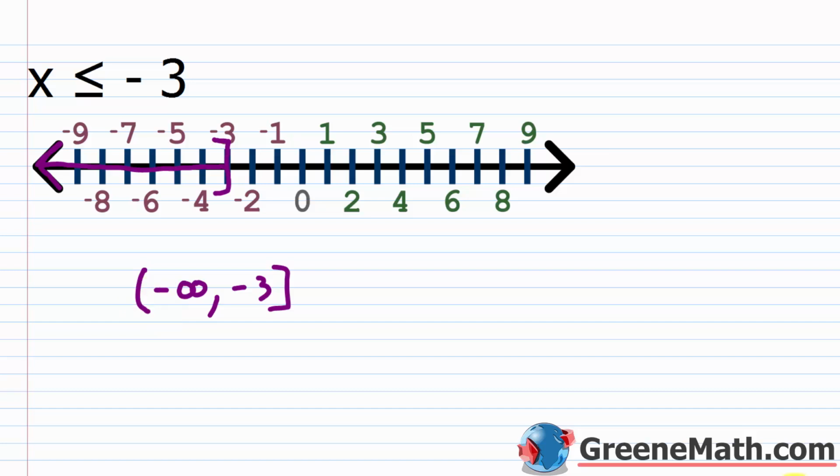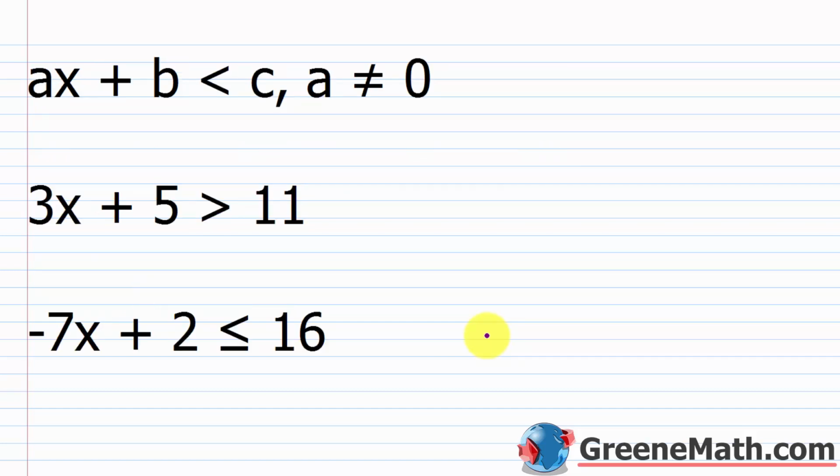All right, so now let's move into what a linear inequality in one variable is going to look like. So we have stuff like ax plus b is less than c, where a does not equal 0. So essentially here, this is generic. We have a, b, and c, which are any real number, with the exception that a cannot be 0. And we could basically replace this less than with a greater than, or a less than or equal to, or greater than or equal to.